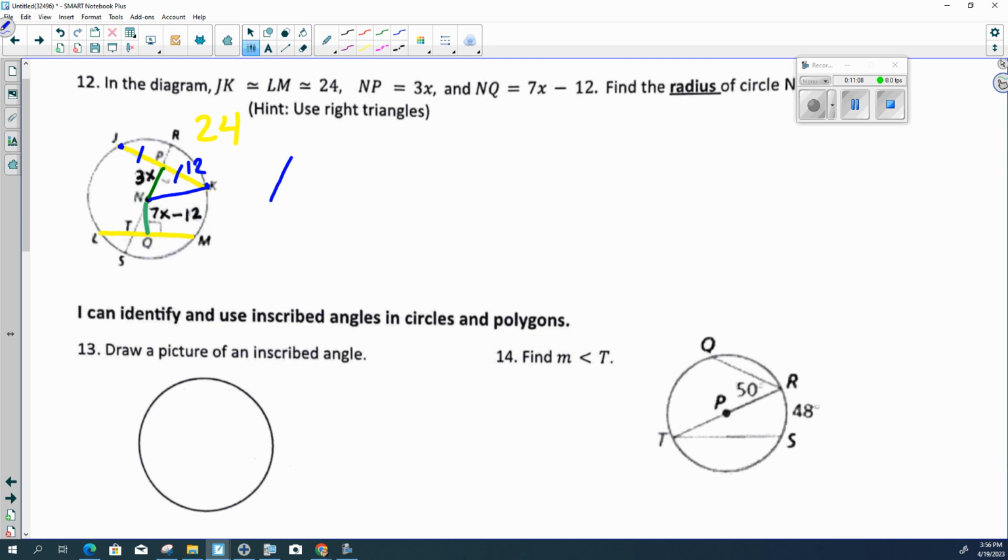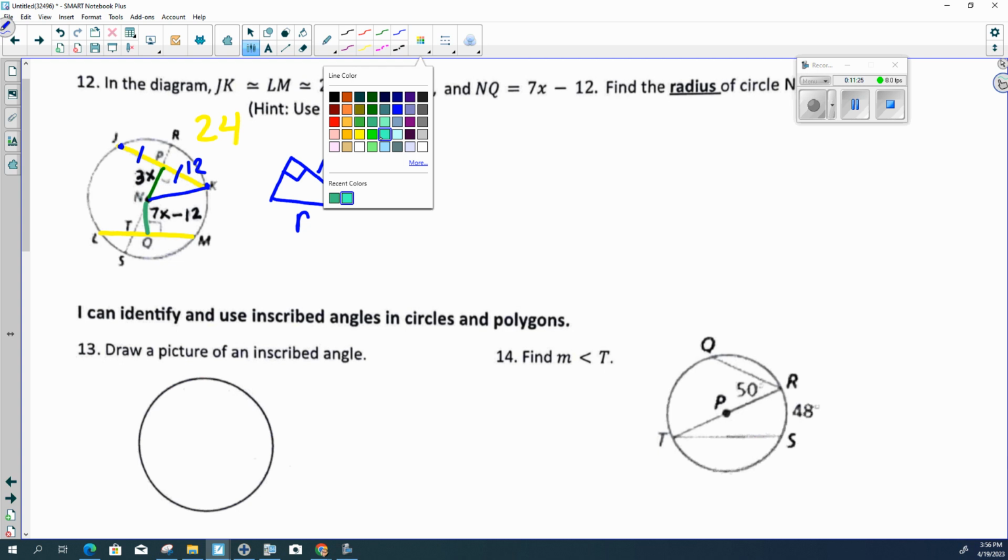So again, I'm looking at this right triangle here. This piece is 12. This is my radius. So I've got a 3x as that other side. And then I have this random 7x minus 12. Why did they give that to me? That's the question you need to ask: what can I use that to find?